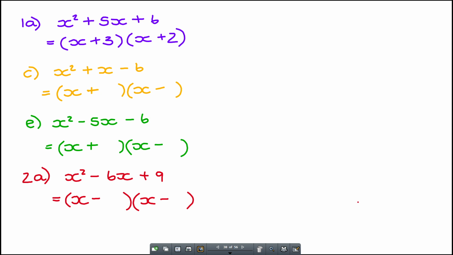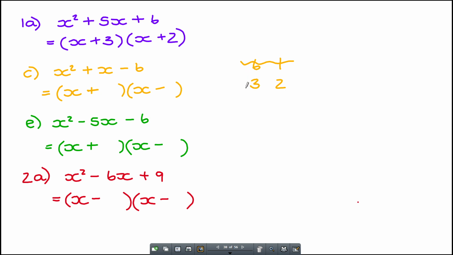X squared plus x minus 6. Now, because of that minus, I knew my brackets would be x plus something and x minus something. Now, factors of 6, we just said would be 6 times 1 or 3 times 2. I've got to use those to get a positive 1. Okay, so 6 and 1 I can't use to get 1. But 3 and 2 I can.